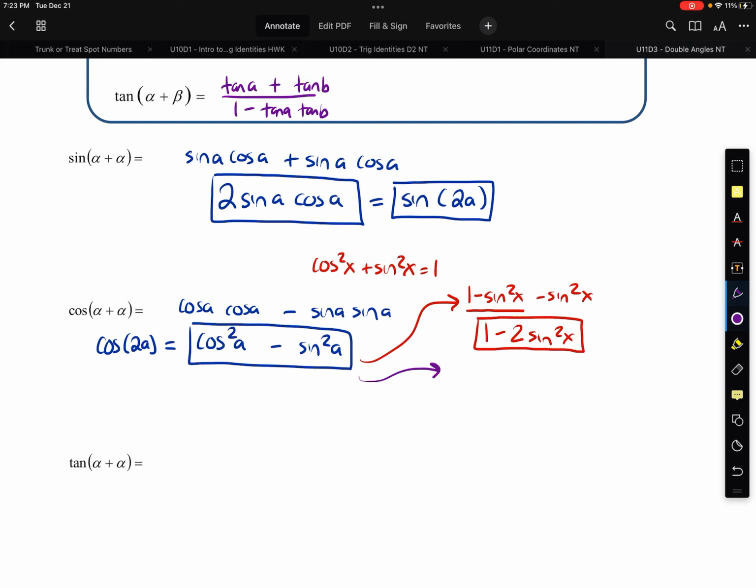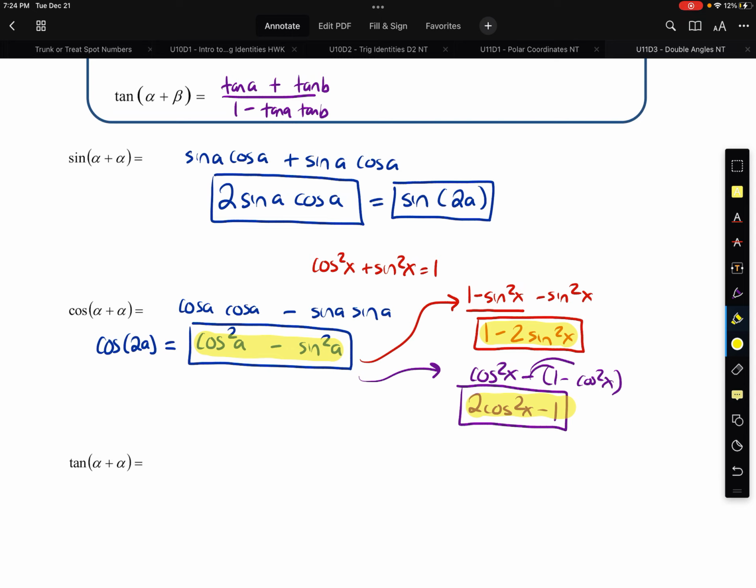Well, I can go with another setup. Instead I could sub in 1 minus cos squared x for sine squared x, so cos squared x minus (1 minus cos squared x). If I distribute the negative, I have plus, so I'd have 2 cos squared x minus 1. So in this scenario, cos double angle has 3 different setups. It doesn't matter which way you do it. There are different scenarios where it's going to benefit you to do it one way, and different scenarios where it's going to benefit you to do it the other way.